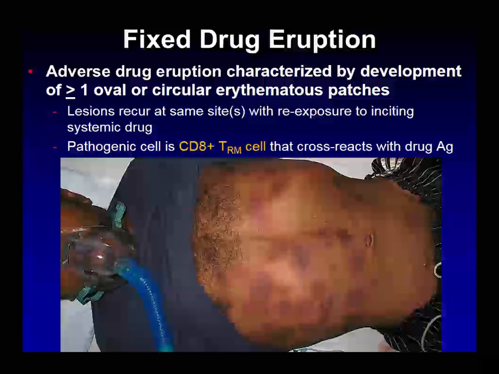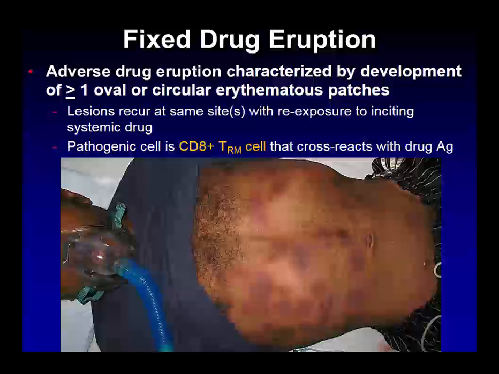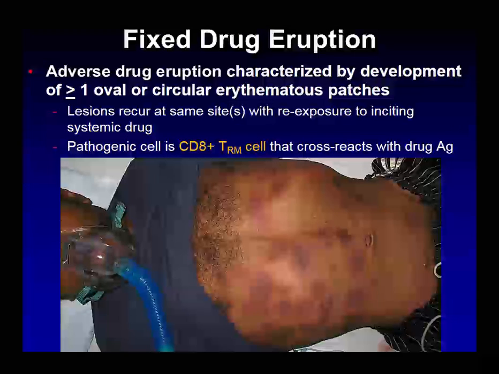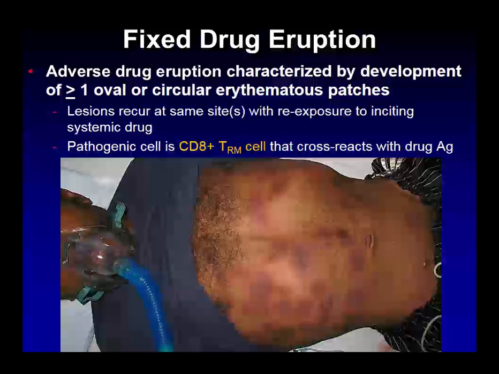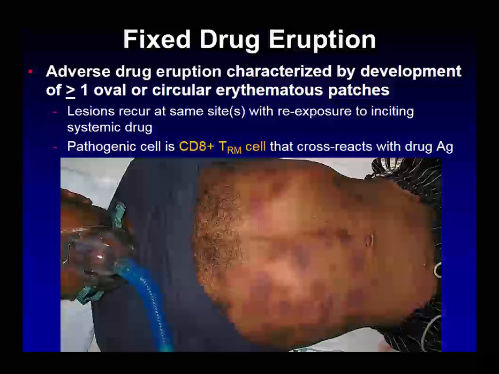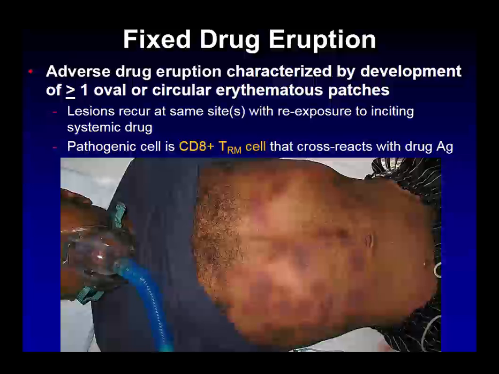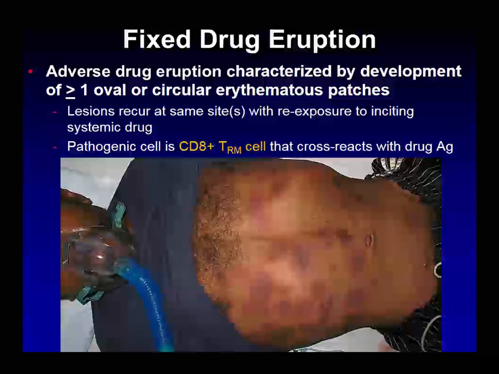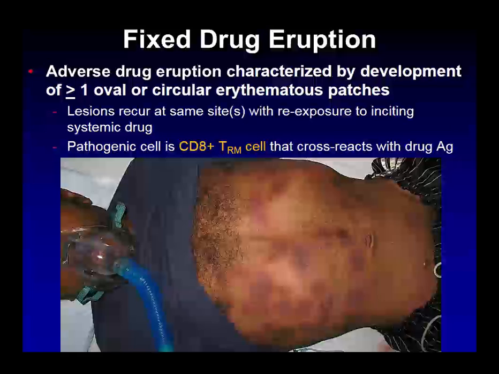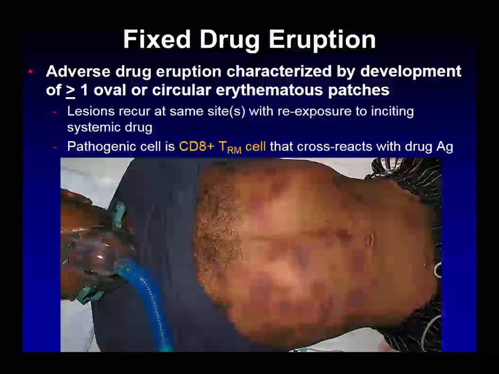This is a patient with AIDS who developed PJP pneumonia and was admitted right down the road from here at Jackson Memorial Hospital, and he developed multiple fixed drug eruptions to Bactrim. This is not life-threatening, but it really made researchers curious because of this phenomenon that the inciting drug would make the lesion appear in the exact same anatomic location. Research has shown that, in fact, the pathogenic cell here is the CD8 positive skin-resident memory cell that cross-reacts with its particular drug antigen.